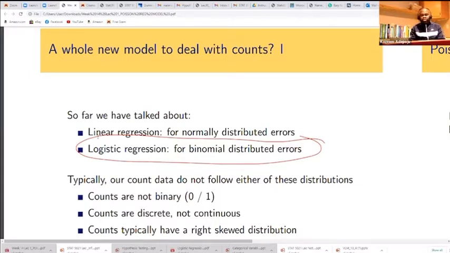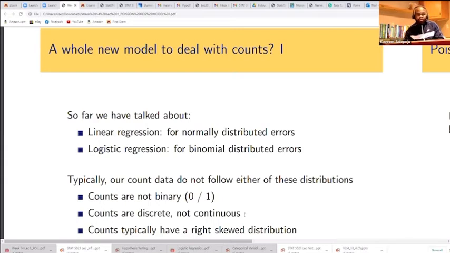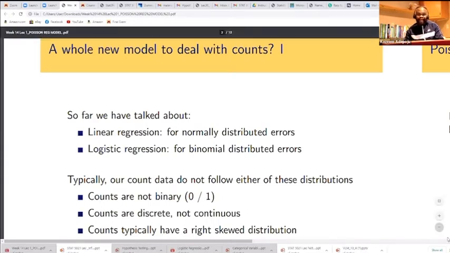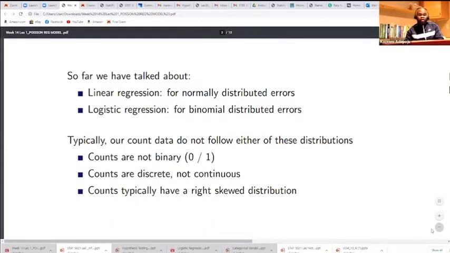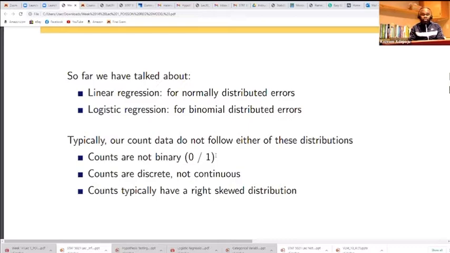And of course, where logistic regression applies, we cannot use a Poisson regression. And why is it that we cannot use a Poisson regression? Because the count that we're talking about is not 0 and 1. In logistic regression, the response variable is 0 and 1. It's either you have this or that. But in the case of a count, it is not like that.